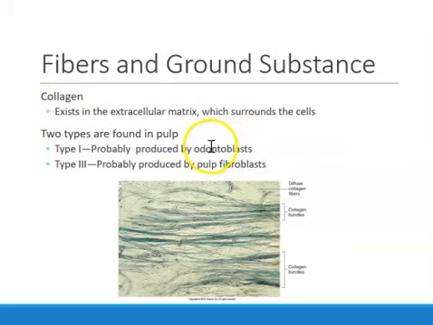So odontoblasts are the ones that make dentin, D for dentin, and they also make fibers. And then we have type 3 collagen fibers, and these ones are produced by fibroblasts. These are cells that make fibers. And what fibers do they make? Type 3 fibers. So know that type 1 fibers come from odontoblasts, type 3 fibers come from fibroblasts.